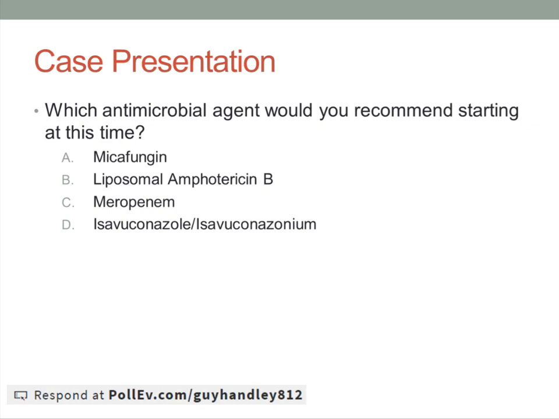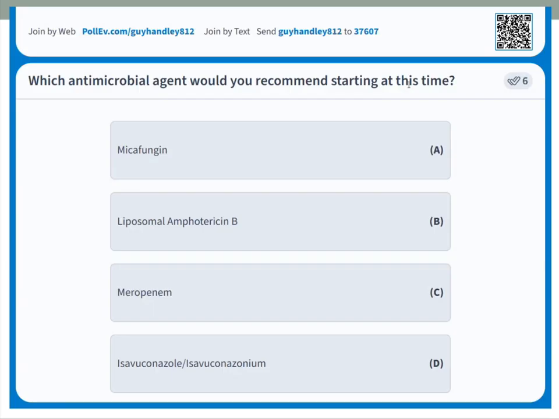So the choices being micafungin, liposomal amphotericin B, meropenem, and isavuconazole. Are we assuming therapeutic levels on the therapy? Voriconazole, yeah, just assume therapeutic levels for the purpose of the question on voriconazole. But that's a good question.